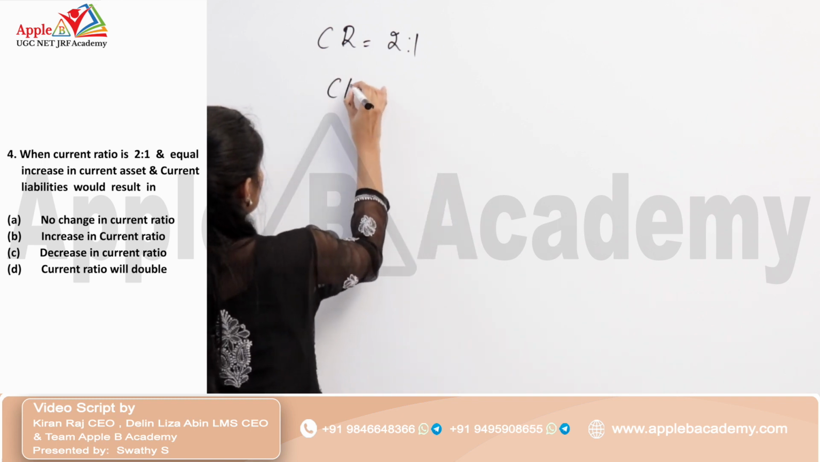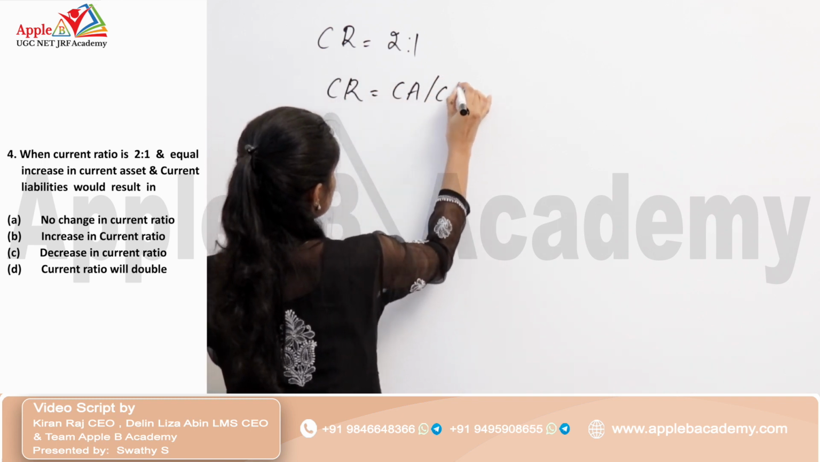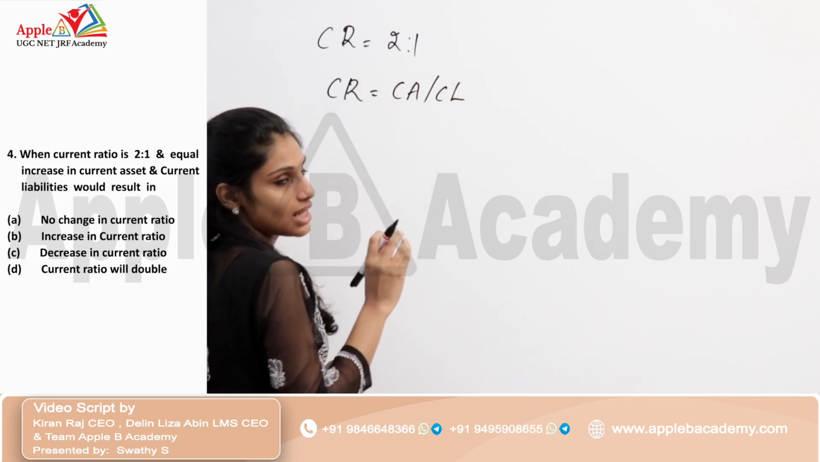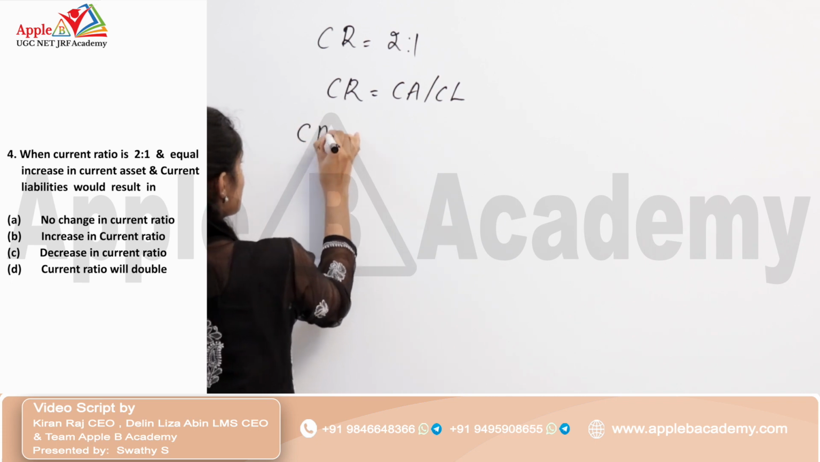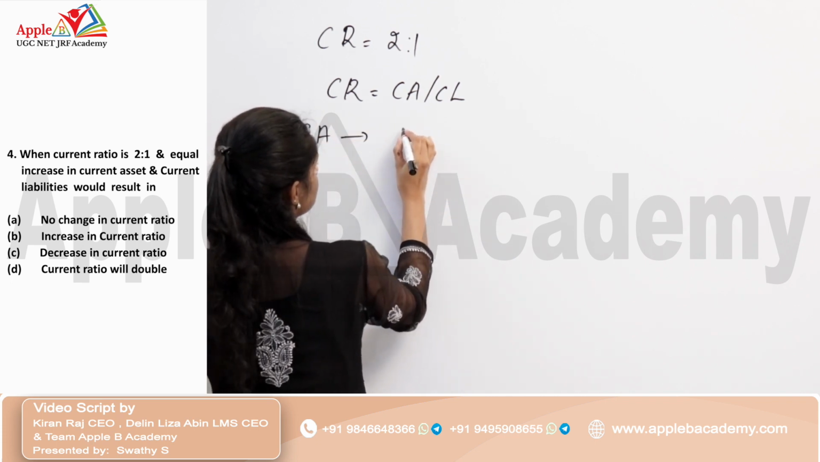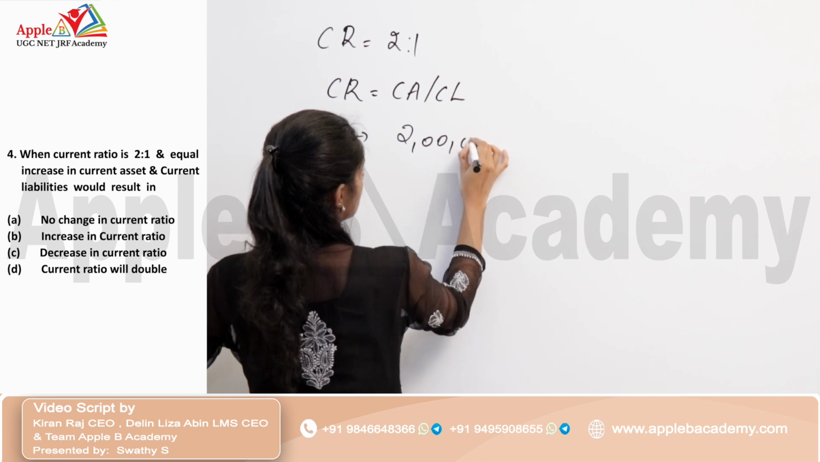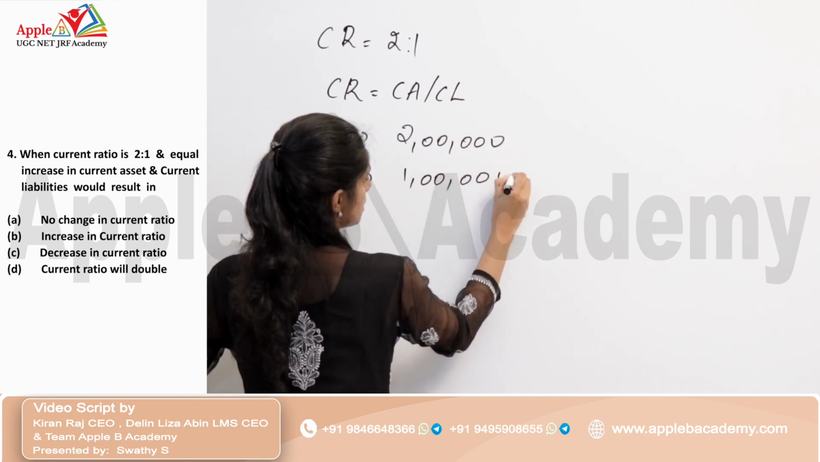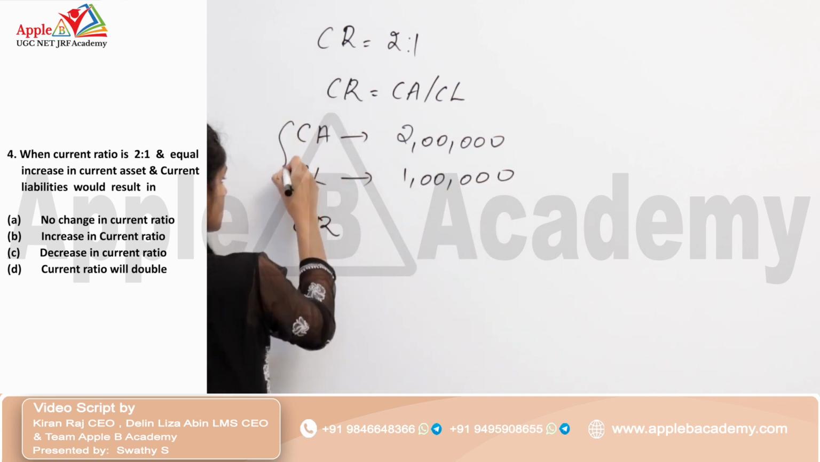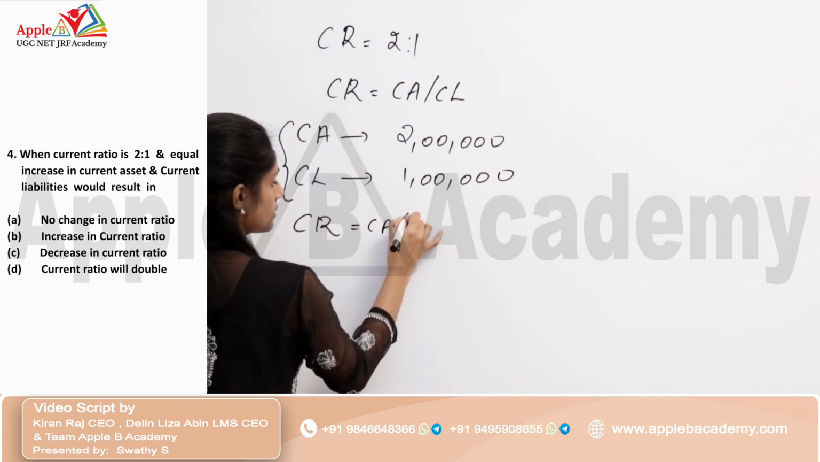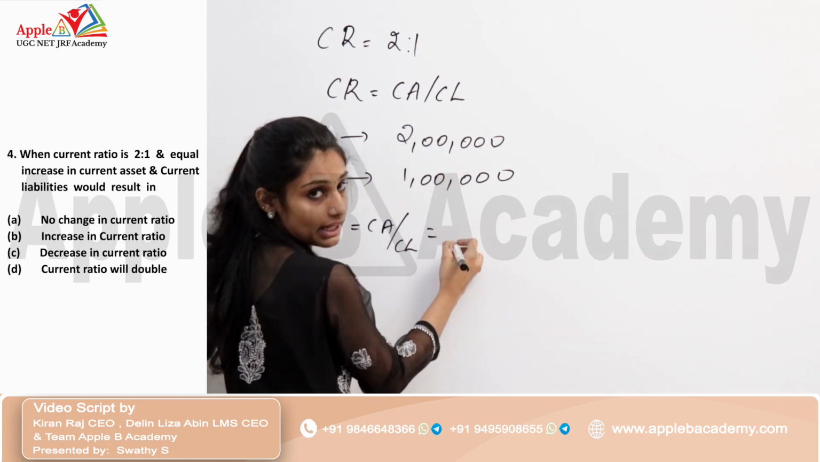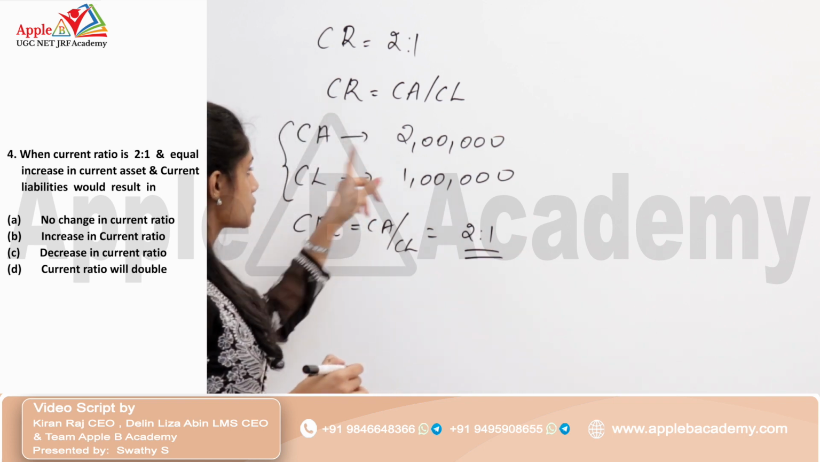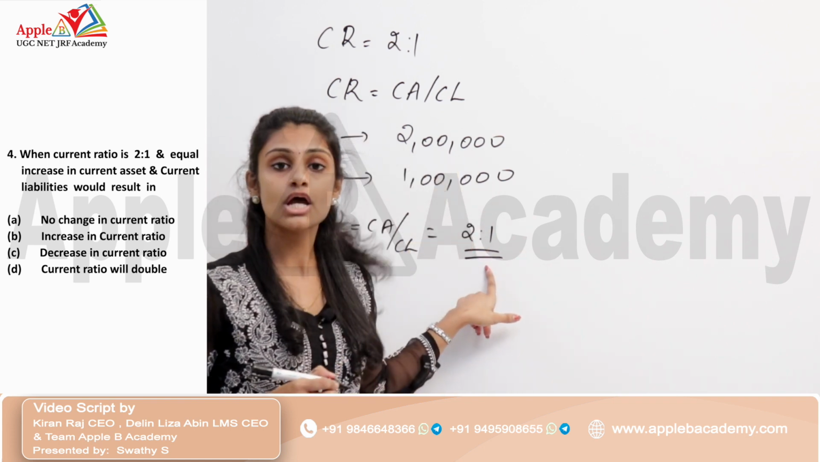So that is the question. We know that we calculate current ratio as current asset divided by current liability. From this basic, we can take an example. Just assume that current asset is rupees 2 lakh and current liability is rupees 1 lakh. So in this case the current ratio will be current asset by current liability, that is 2 lakh by 1 lakh, right? In such a situation you will get 2:1.